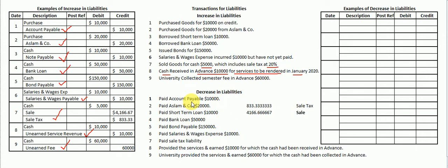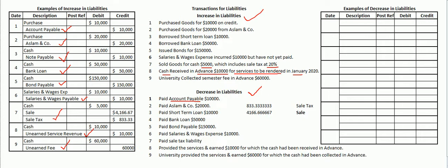Now in the second section, I'm simply explaining what happens and how to record once all these liabilities are released, meaning paid. If you pay the account payable, Aslam, notes payable, bank loan, right, then you have to record it. So this is the time when liabilities increased right here, but here we are just recording how the liabilities are decreased. So look here. In the first transaction, we purchased goods on account, and we have paid them back. Paid account payable, it means our account payable liabilities decreased.